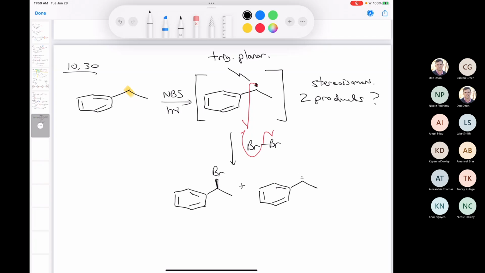Both are possibilities. Could anybody tell me the stereoisomeric relationship between these two compounds? How would you describe the relationship between these two? They would be a pair of enantiomers. Enantiomers.